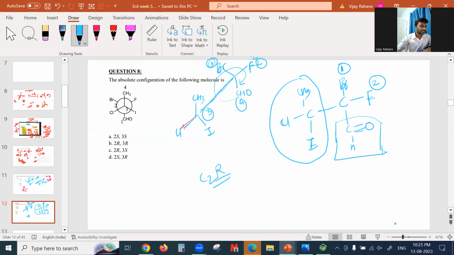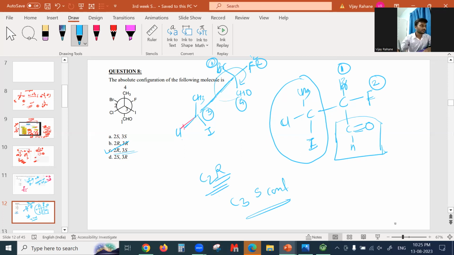C2 carbon has the R configuration, and C3, as we have already shown, has the S configuration. So we can tick the box. This is the answer for this question. Or we can solve it in another way also.